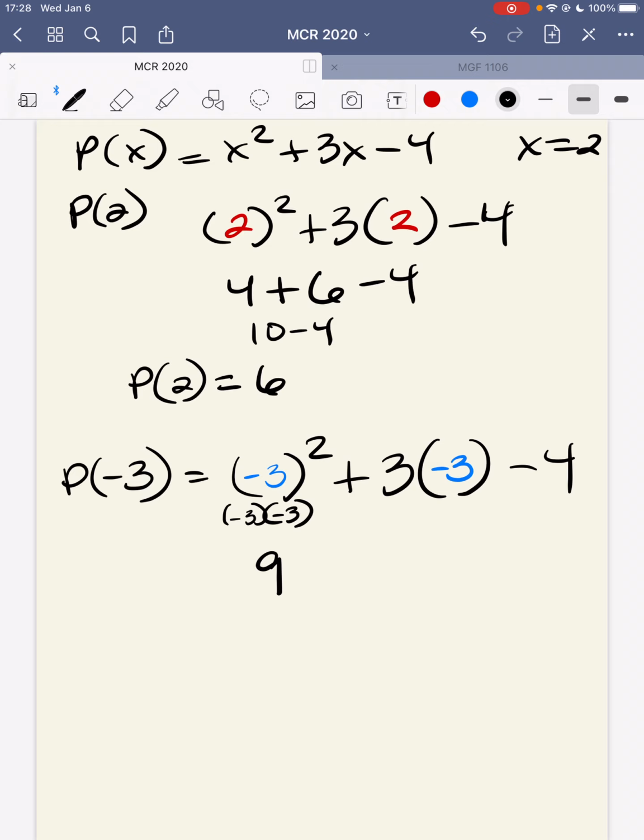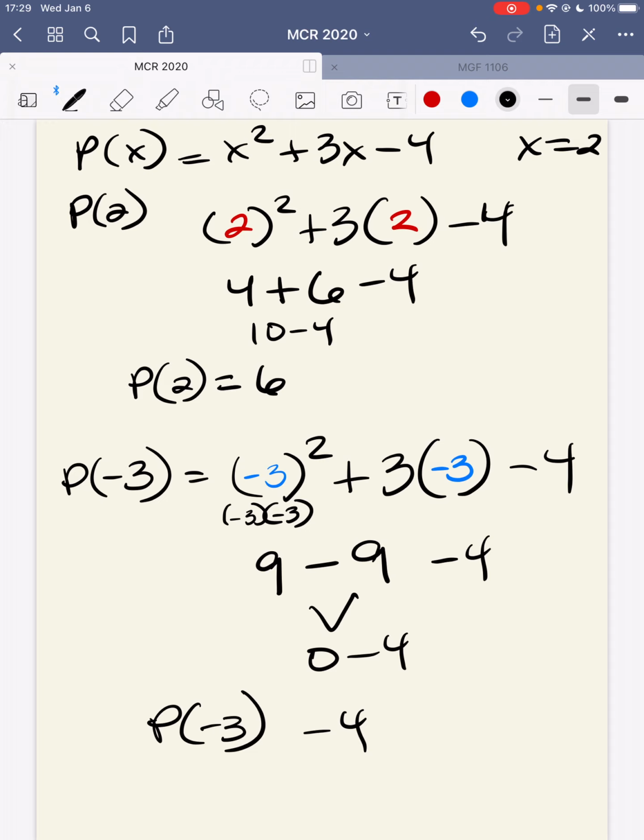I also have 3 times negative 3. Now a positive times a negative gives me a negative, so I'm going to put a minus. 3 times 3 is 9, minus 4. Now 9 minus 9 is 0. 0 minus 4 gives me a negative 4. So P of negative 3 is equal to negative 4.